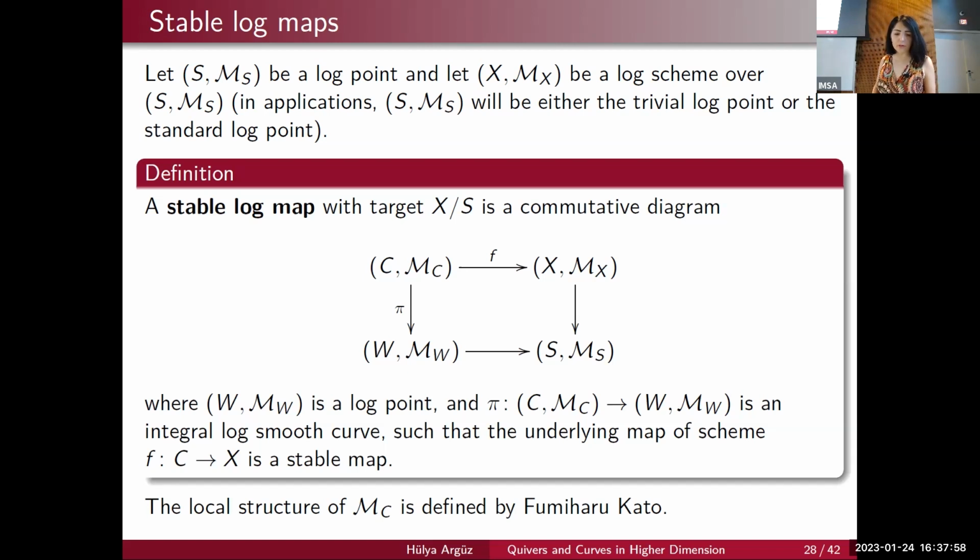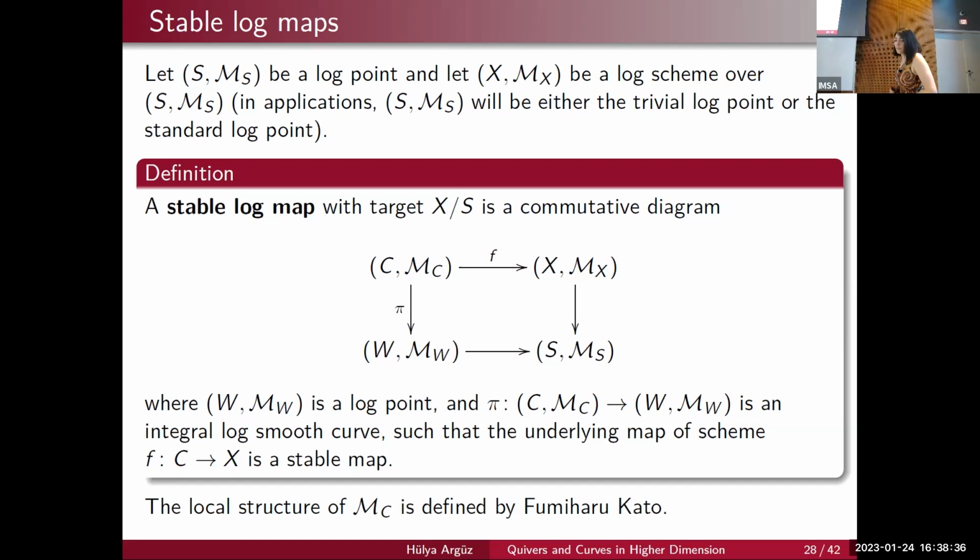from your domain curve C. There's a natural log structure on this domain curve. If you impose this domain curve to be, there's some technical condition, log smooth over the standard or over some log point. And this log structure on this domain curve is described nicely in the work of Fumiharu Kato. And it's a commutative diagram, so your domain is log smooth over any log point, and you want your target to be a scheme over some other log point.